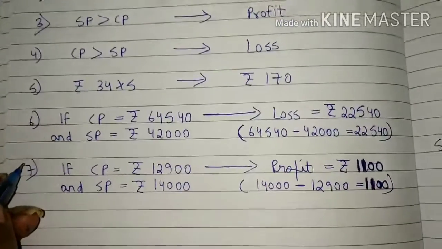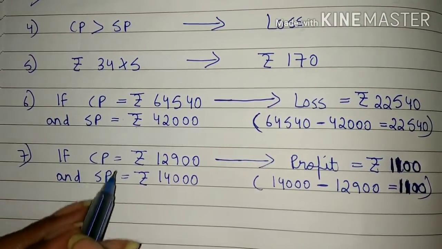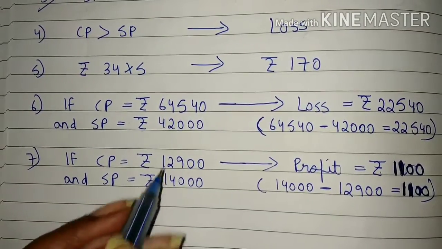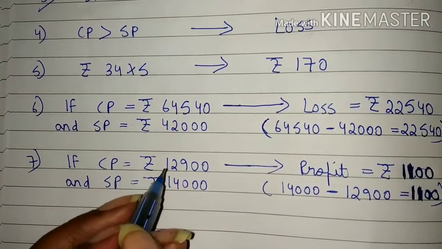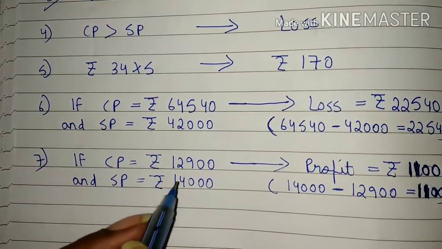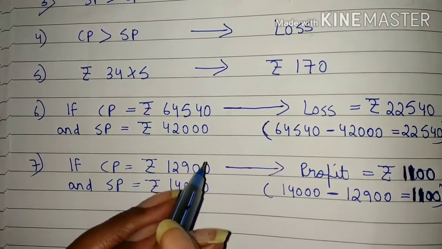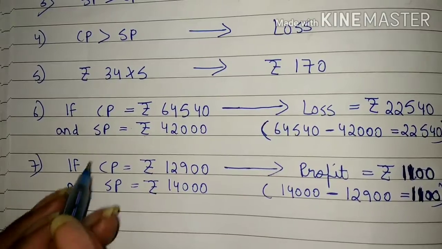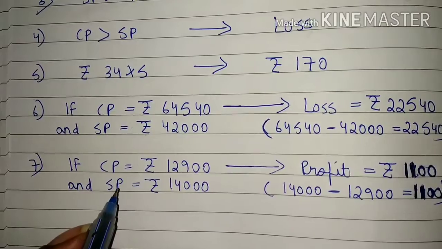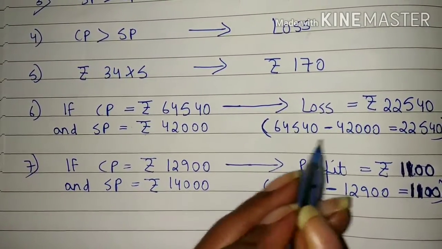Students, now come to 7th question. If cost price is rupees 12,900 and selling price is rupees 14,000. Now students, when you compare these two prices, you will see that rupees 14,000 is greater than rupees 12,900. It means selling price is greater than cost price. Students, we know that if selling price is greater than cost price, then there's a profit. Here also it is a profit.